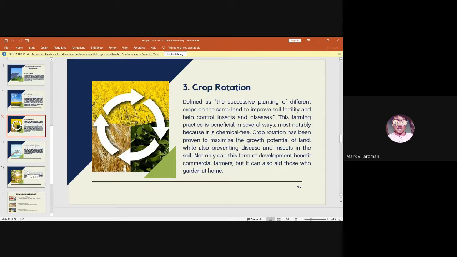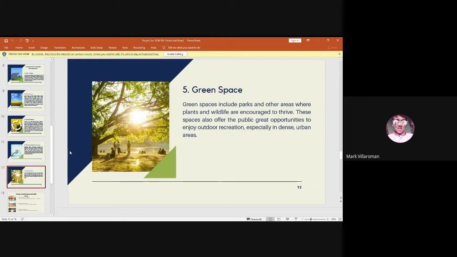Next po. Green space, an area of grass, trees, or other vegetation set apart for recreational or aesthetic purpose in an otherwise urban environment.